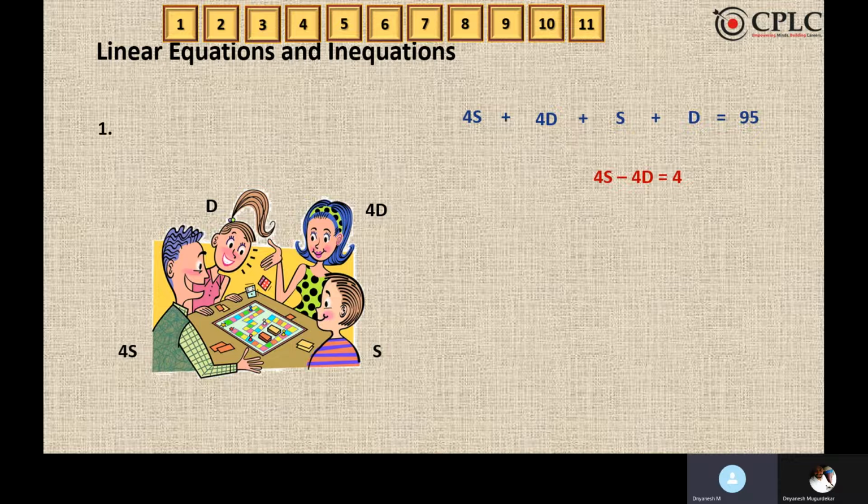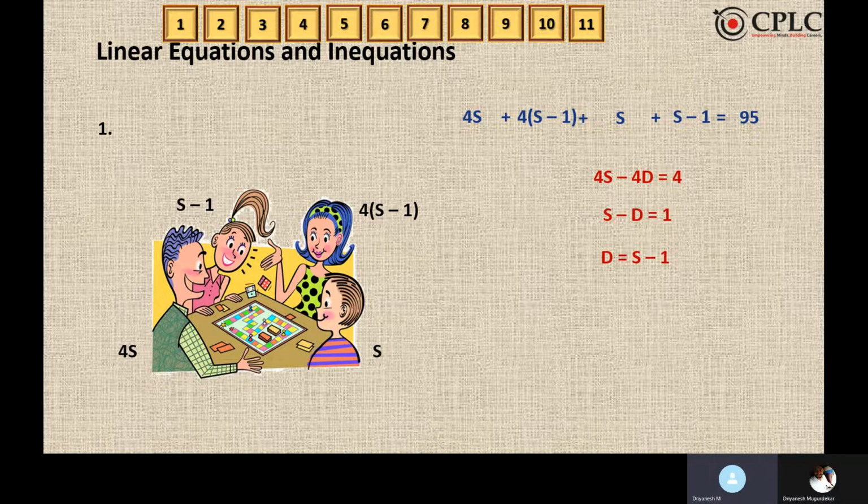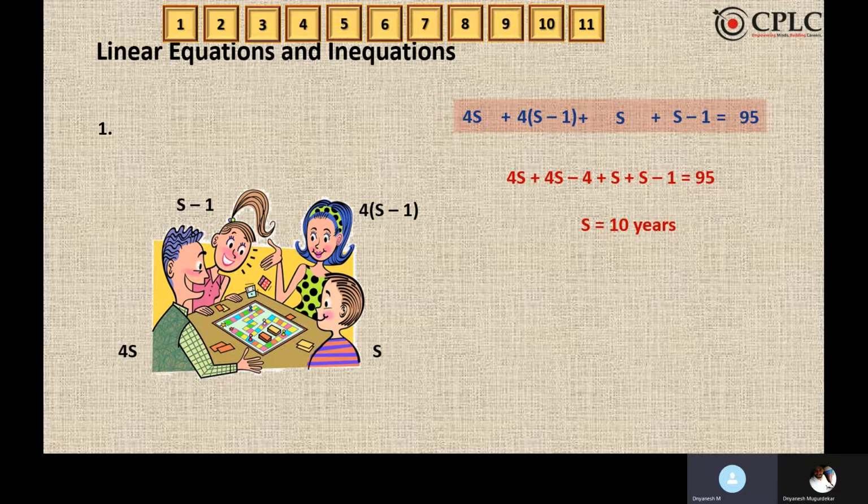Take 4 common outside, divide throughout by 4, you will get s minus d as 1, and that means d is equal to s minus 1. So in short, what we have done is converted the third variable, which is daughter, also in terms of the son, because we are supposed to find out the son's age. So in place of d we'll substitute s minus 1, and now you'll see that the entire bigger equation is converted into only one variable. You solve that equation, the value of s, that is the age of the son that you will get after solving, will be 10 years old. So the answer of this question is 10 years old.